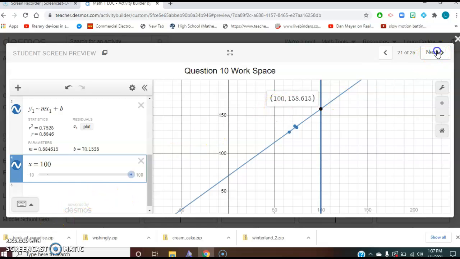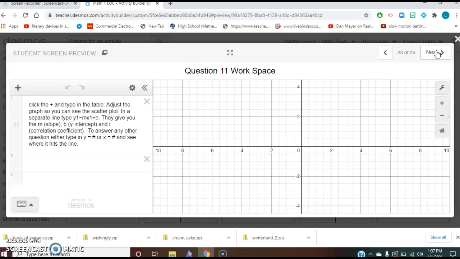All right, I hope this helps. The rest of the questions are pretty much the same. They're all line of best fit types of problems.